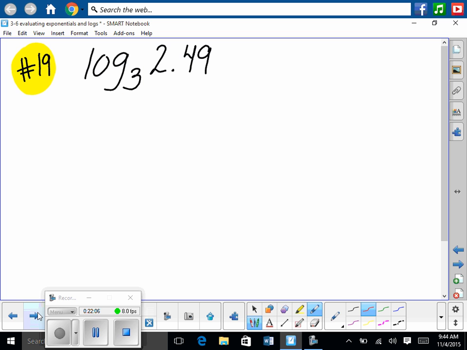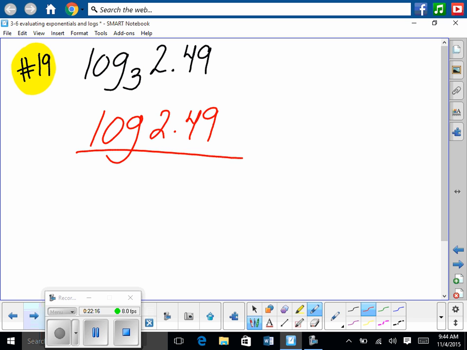So we'll just use the change of base formula. We know it's log of 2.49, that's the bigger thing, divided by log of 3. These are base 10 now, so you can use your calculator. Does everybody see how I set it up? Log of 2.49 divided by log of 3.